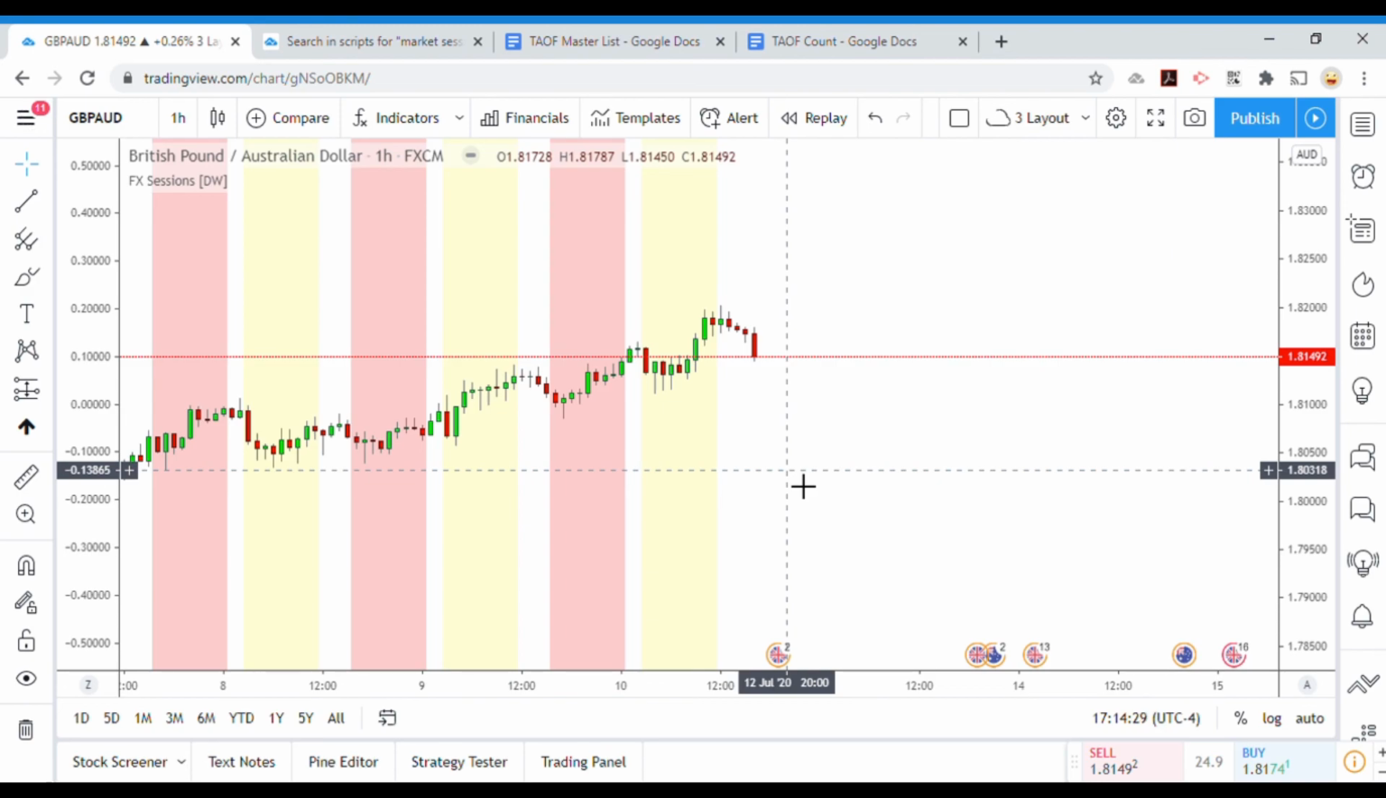So there you have it. There is the Forex market session indicator and a quick glimpse into how you can get free FX charts.